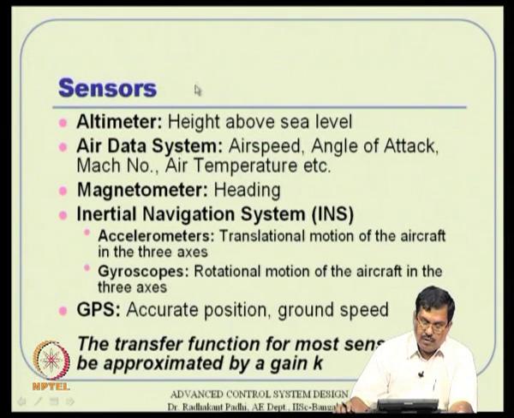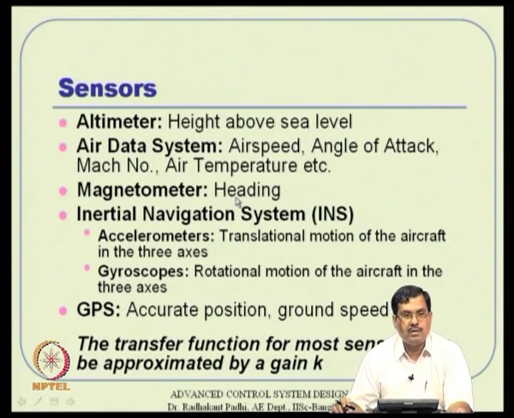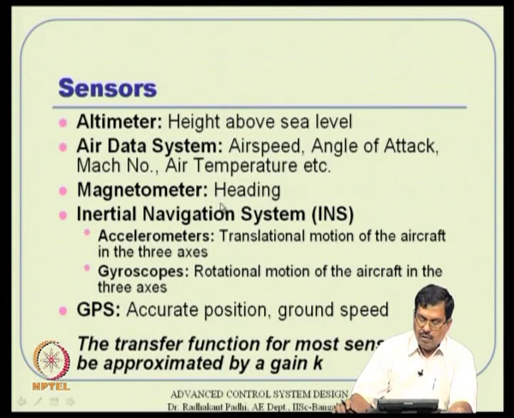So as I told, aircraft can typically carry a lot of sensors. One sensor is the altimeter, which gives height above sea level. Then they have an air data system, which gives a host of information like airspeed, angle of attack, Mach number, air temperature, all sorts of things. Then there is sometimes a magnetometer, which gives you heading angle. Remember, magnets are typically aligned with respect to north-south. So if your base is aligned somewhere else, it will give you some sort of angle, which is nothing but the heading angle, how the aircraft is oriented with respect to the north-south direction.